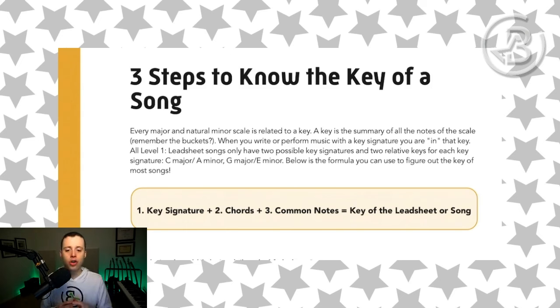When we put all those three pieces of information together, the possible key signatures, the chords, and the common notes, and we look at a song from those three angles, then we're going to have a very high degree of confidence in saying the key of the song. I will see you in the next lesson where we're going to talk about the first angle, the possible key signatures.